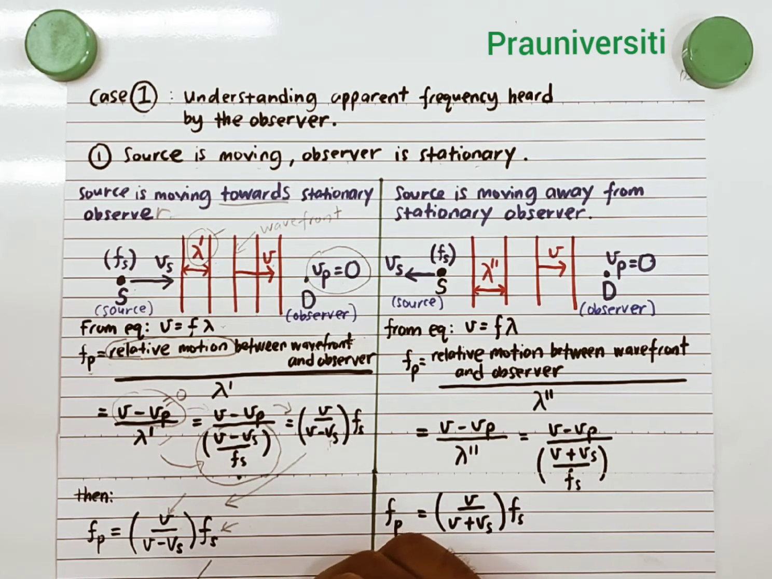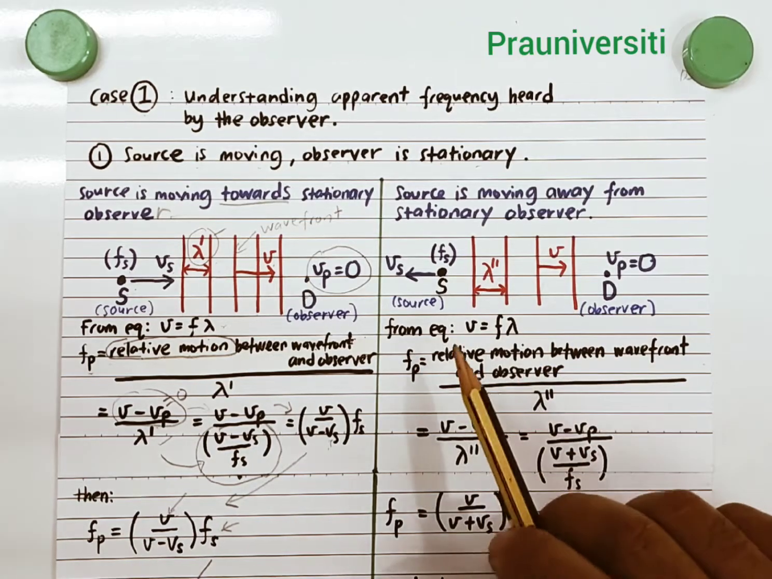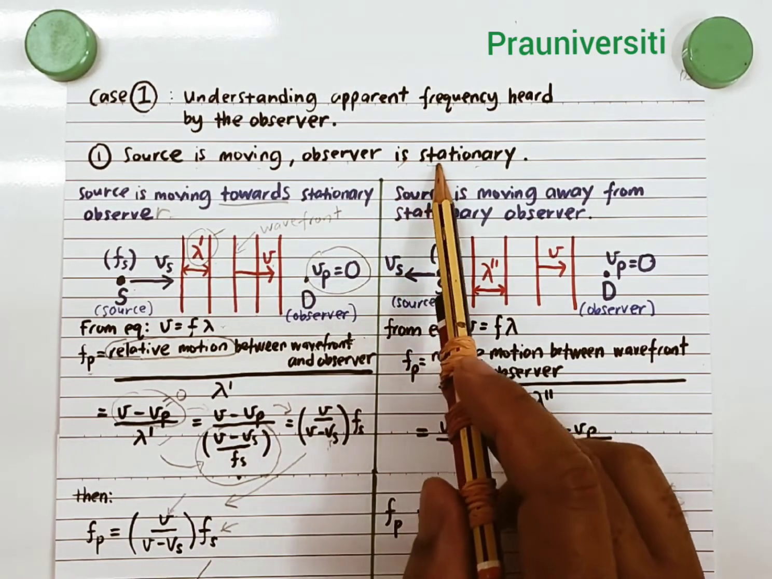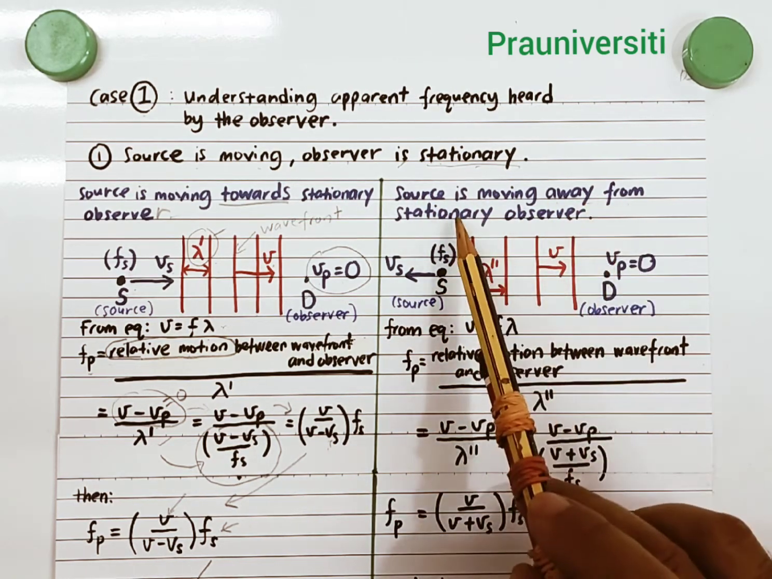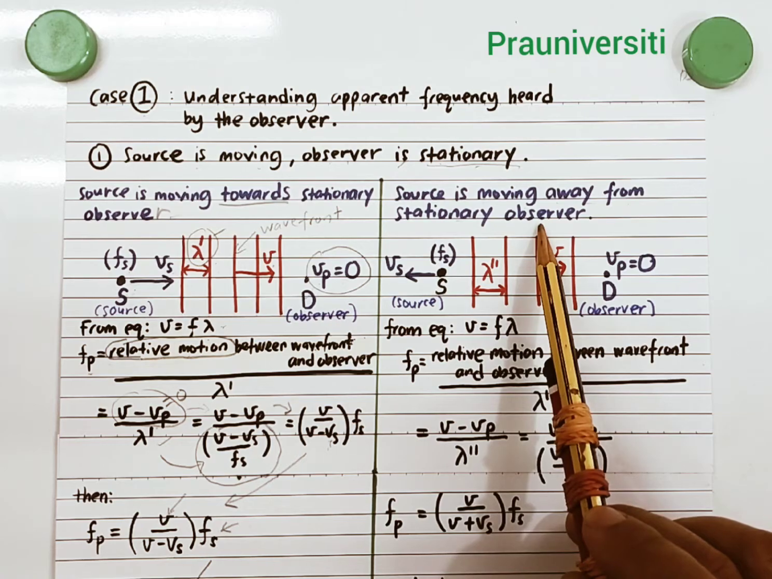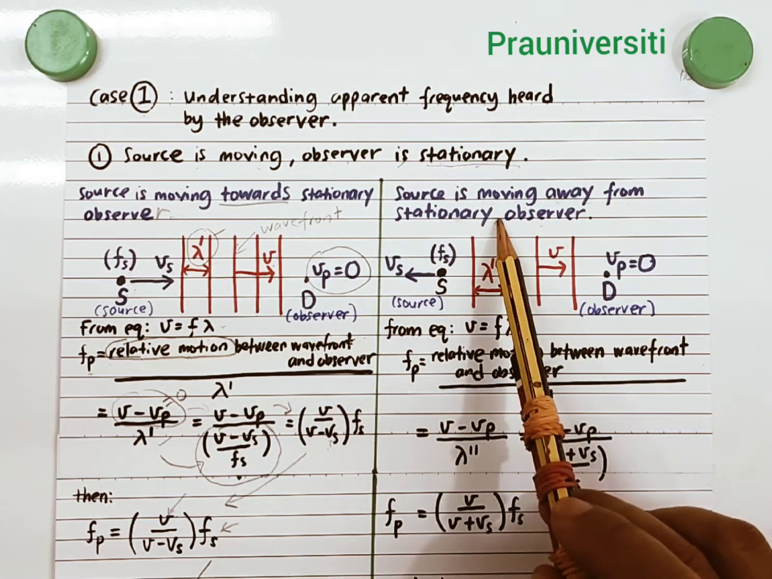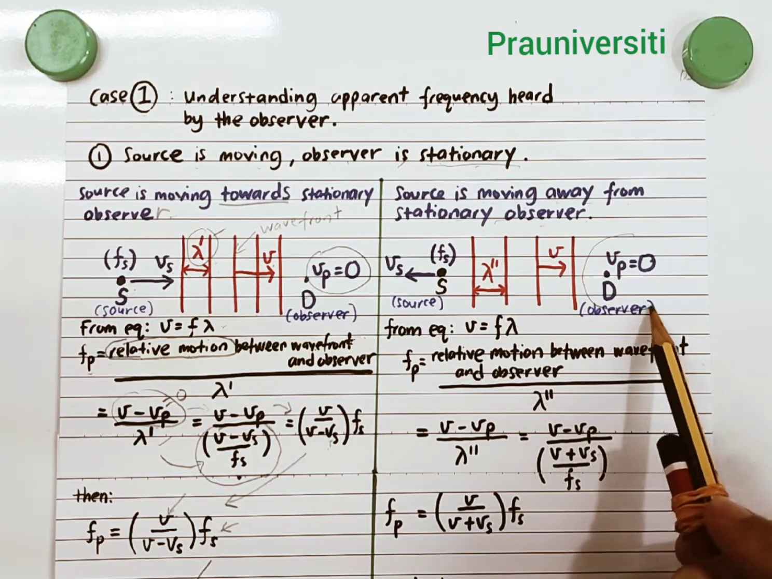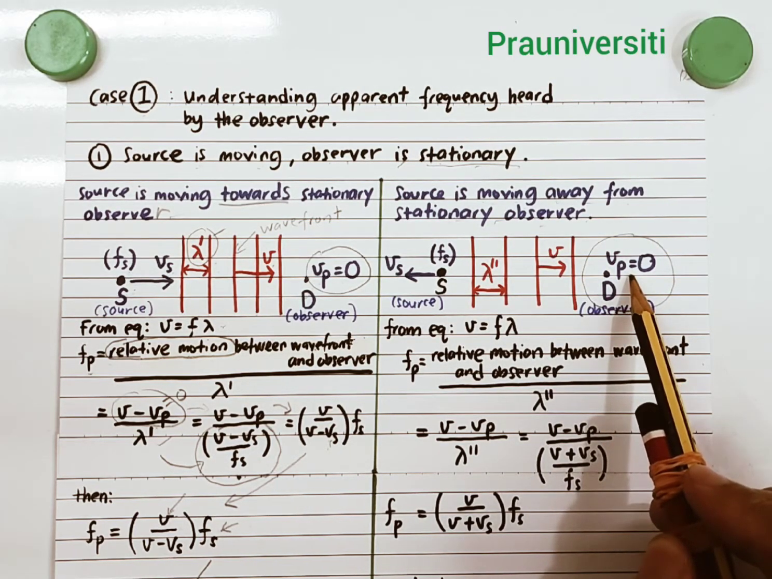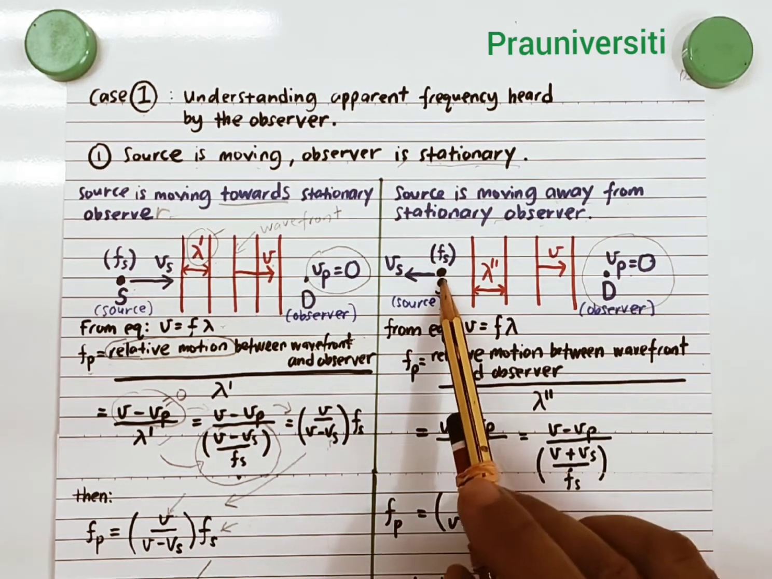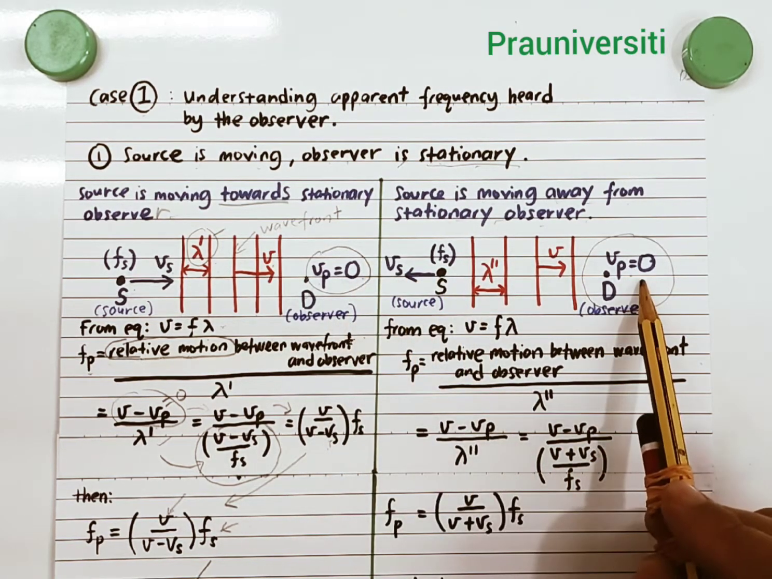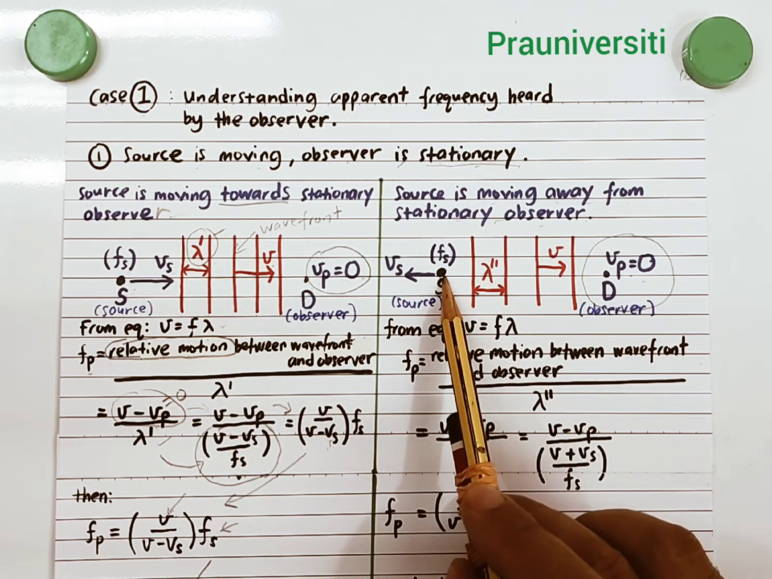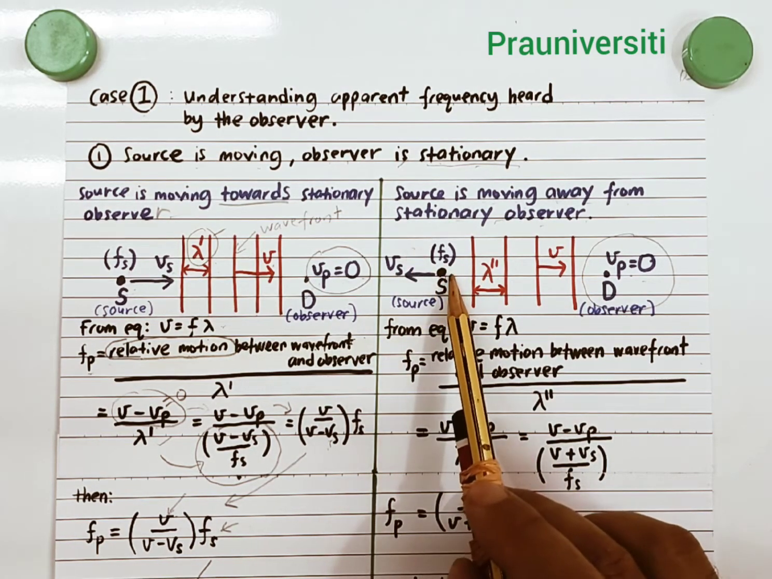So we go for the second case, where the source is moving but the observer is stationary. In the second case, the source is moving away from the stationary observer. The observer stays stationary, so Vp, the speed of the observer, is equal to 0. The source is moving away, for example moving here, and the observer is here. We need to declare whether it is lambda prime or lambda prime prime.